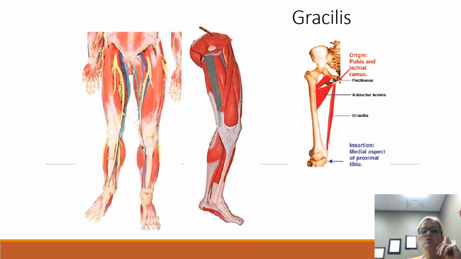All right, here we have the gracilis. This is a superficial, very thin strap-like muscle located on the medial thigh. It adducts the thigh. I tend to think of the word graceful because it's long, thin, and slender, and we think of ballerinas. They're graceful, they're long, thin, and slender. So it adducts the thigh. The origin is going to be on the pubis and the ischial ramus. The insertion is the medial aspect of the proximal portion of the tibia. And again, it's slender and graceful.